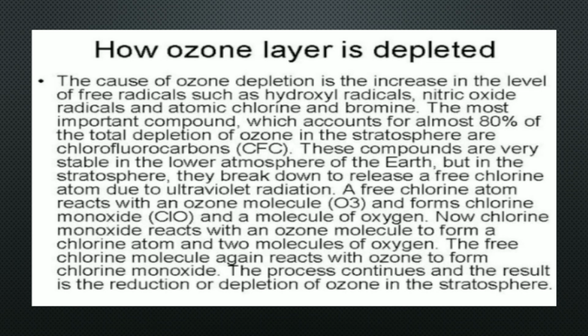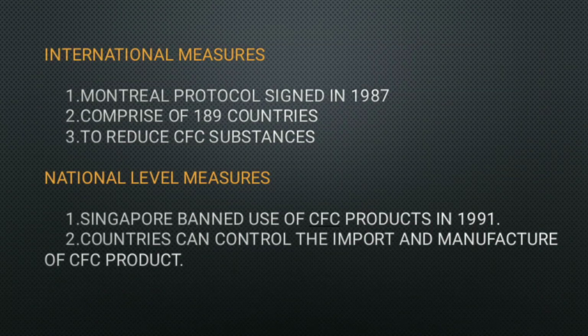A free chlorine atom reacts with the ozone molecule and forms chlorine monoxide and a molecule of oxygen. Now chlorine monoxide reacts with an ozone molecule to form a chlorine atom and two molecules of oxygen. The free chlorine atom again reacts with ozone to form chlorine monoxide. The process continues and the result is depletion of ozone in the stratosphere.